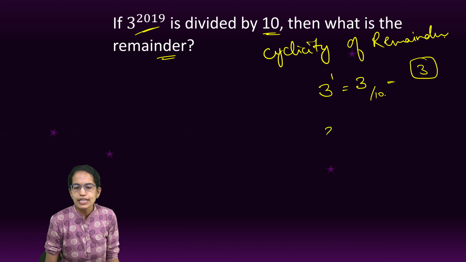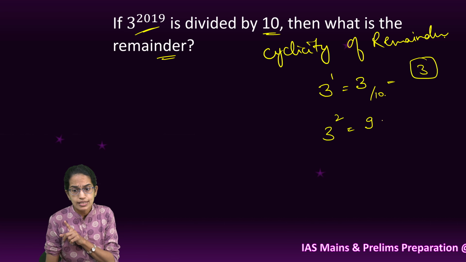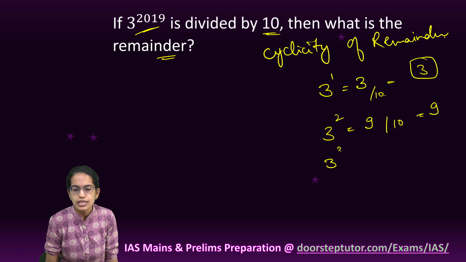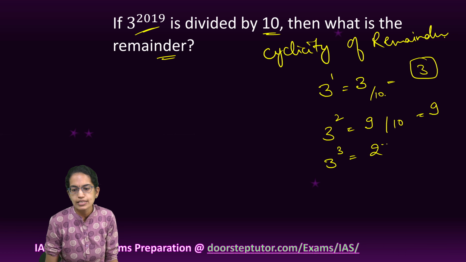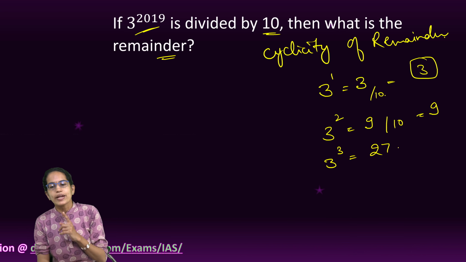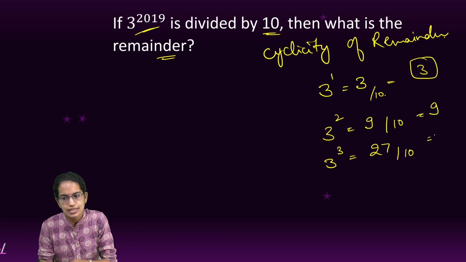3. If there is 3 raised to power 2, that is 9. I divide it by 10, the remainder is 9. Then I have 3 raised to power 3, which is 27. So 3 into 3 into 3, that is 27. 27 when divided by 10 would have 20 and then 7 as a remainder.